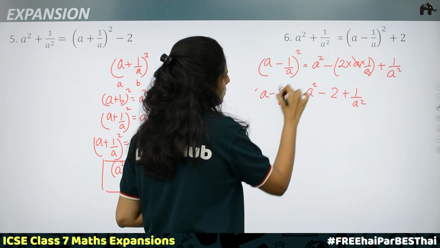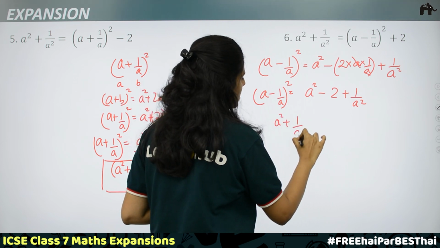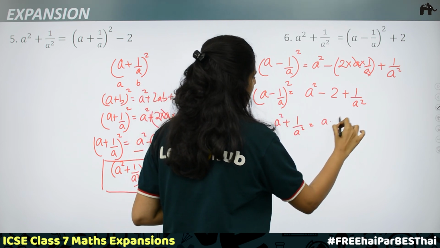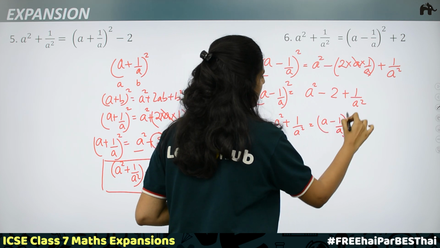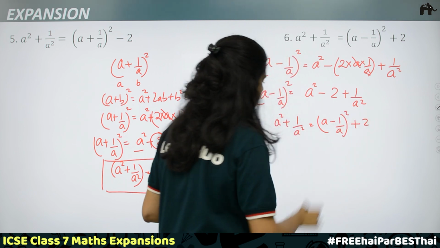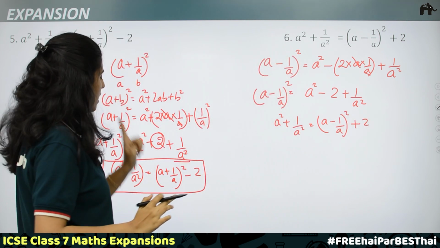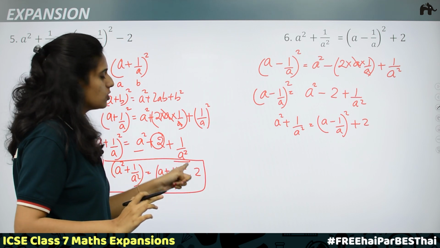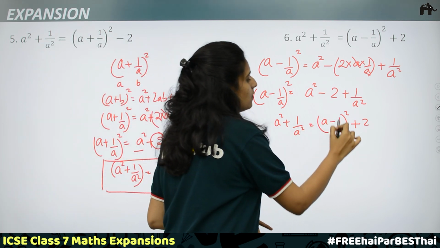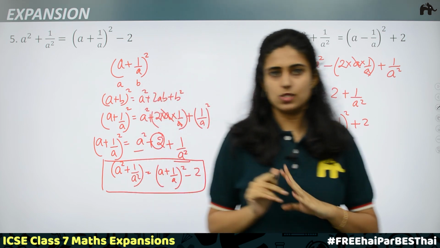a minus 1 by a whole square. Okay. So, a square plus 1 by a square is equal to a minus 1 by a whole square, taking this minus 2 to the opposite side, it becomes plus 2. Okay. So for here left hand side we have the same a square plus 1 by a square. It is equal to a plus 1 by a whole square minus 2 or a minus 1 by a whole square plus 2. Depending on the question, we can use the identity required.